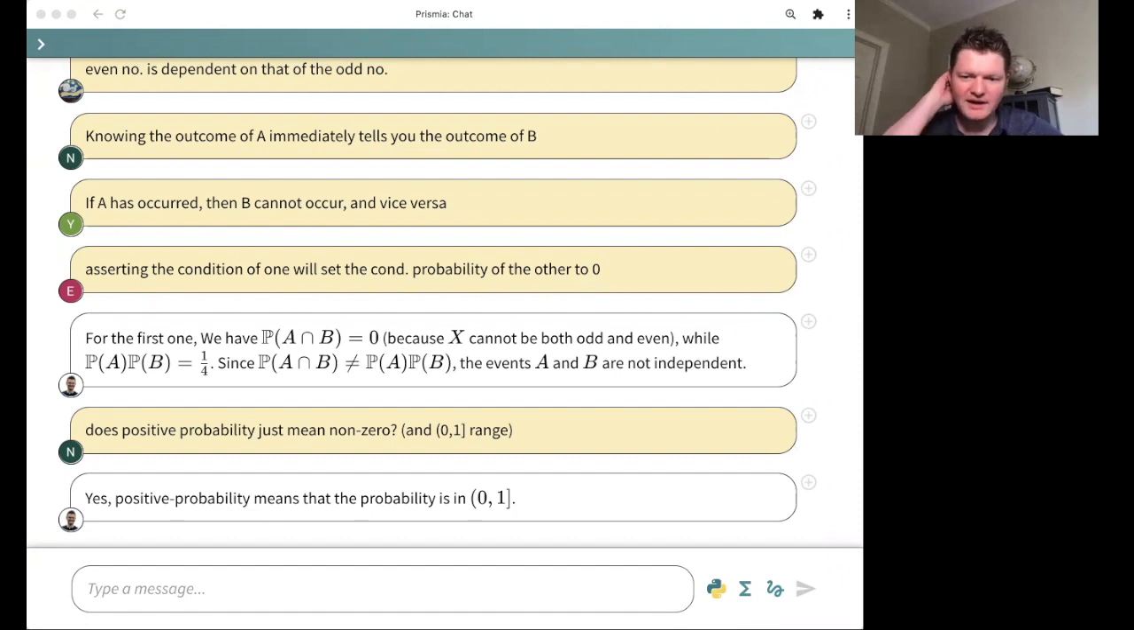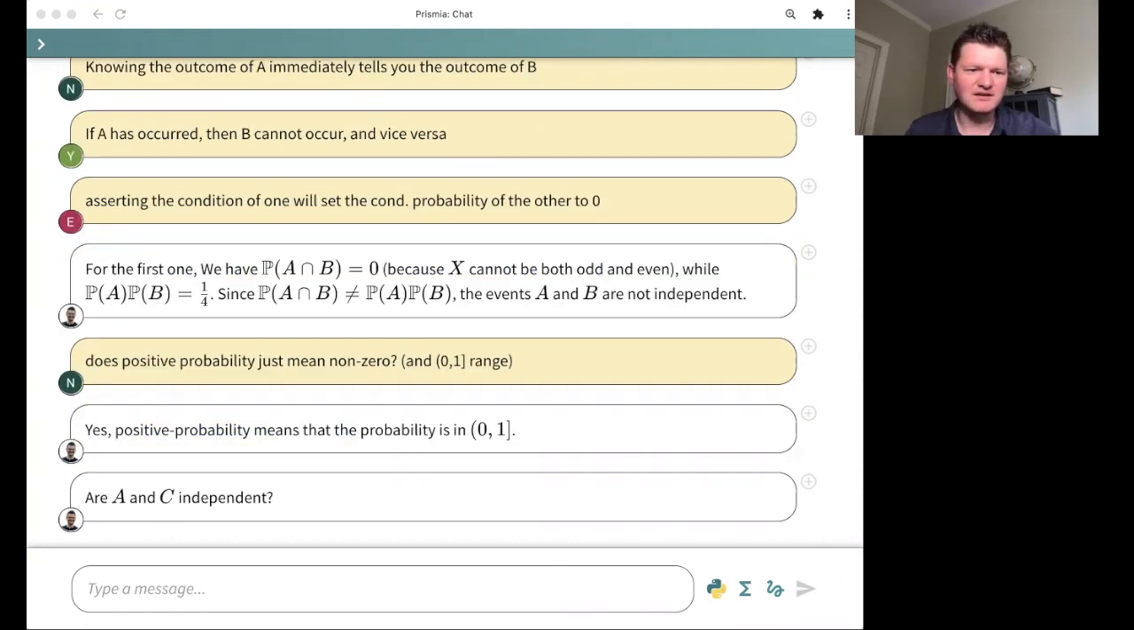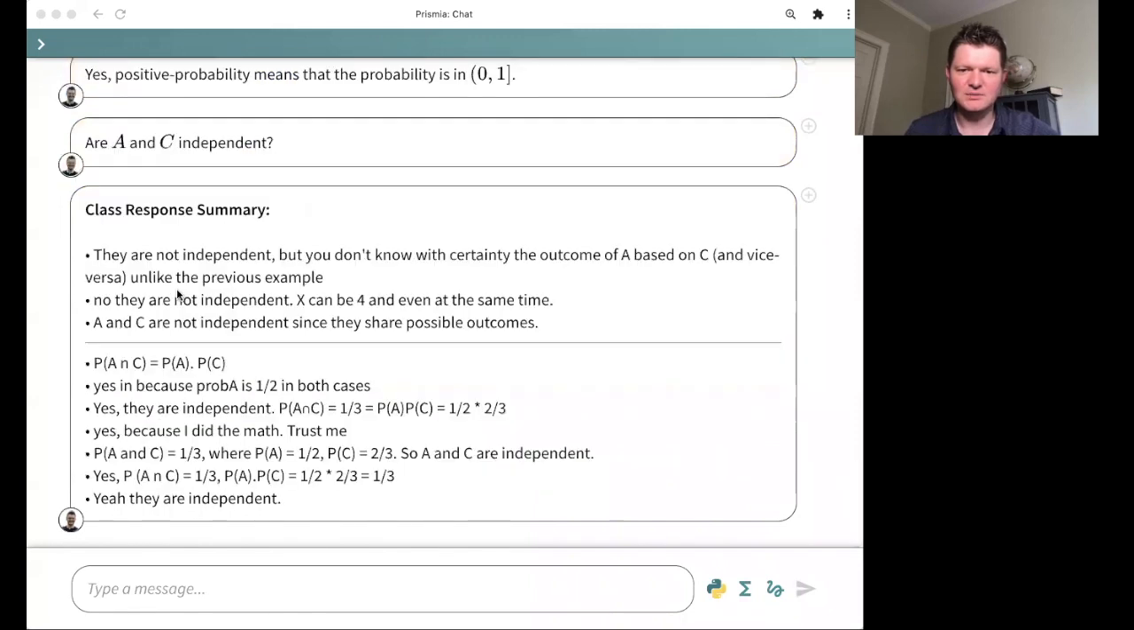Okay, what about A and C? So are A and C independent? All right, we're split on this one. Let me share the answers. Folks are trying to make up their mind.